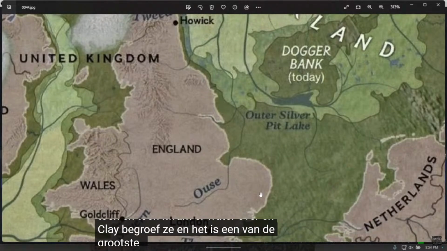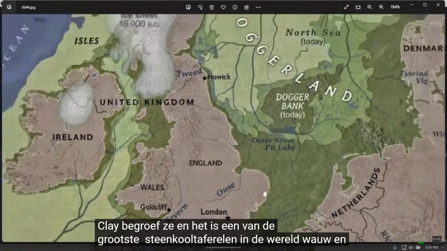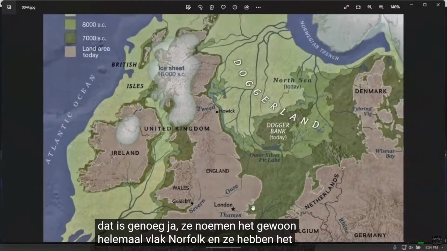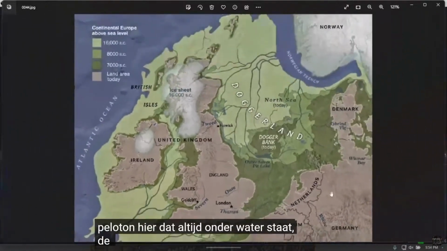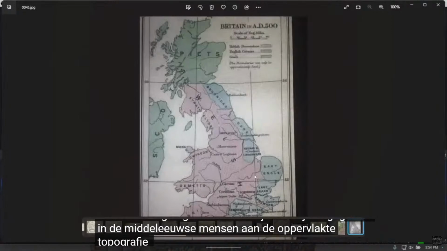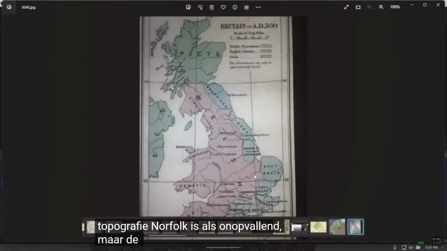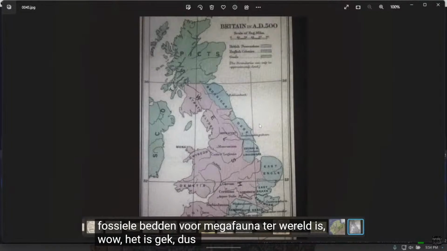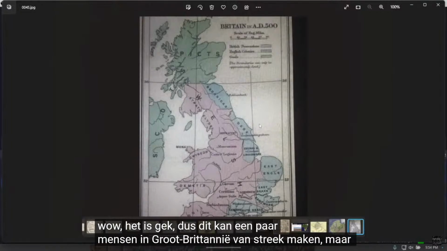And it's one of the largest coal seams in the world. Wow. And that's Norfolk. It's just completely flat, and they've got the part here which is always flooded called the Fens, which apparently got dug out in the medieval period. On the surface topography, Norfolk is unremarkable, but the geologists have found that underneath Norfolk is one of the richest fossil beds for megafauna in the world. Wow. It's crazy. So this might upset a few people in Britain, but it's just tough.